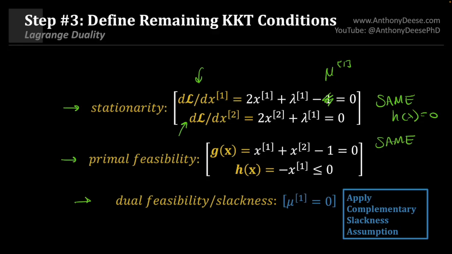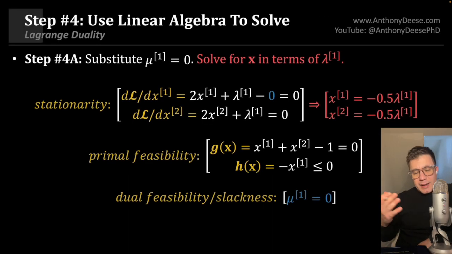The only exception is, right, this is no longer equal to 0 because we're not assuming that it's binding. And then the dual feasibility, or the complementary slackness condition, does change because we know that mu1 equals 0. So this up here would be equal to 0. So what do we have to do? Again, use linear algebra in order to solve. We know that mu1 equals 0. So we substitute in a 0 right there.